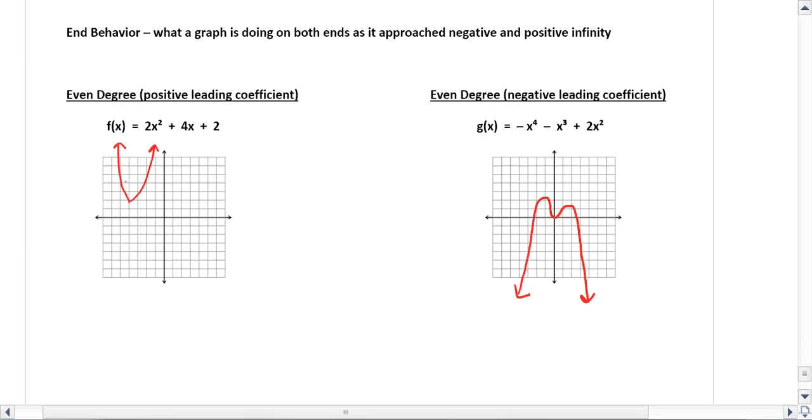So if you look carefully at the end behavior of, first of all, even degree equations, like second, fourth, sixth, and so on, and you look at what happens when you have a positive leading coefficient versus a negative, you'll see a pattern develop. In an even degree with a positive leading coefficient, the end behavior is always up, up. And when you have an even degree and the leading coefficient is negative, the end behavior is always down, down.